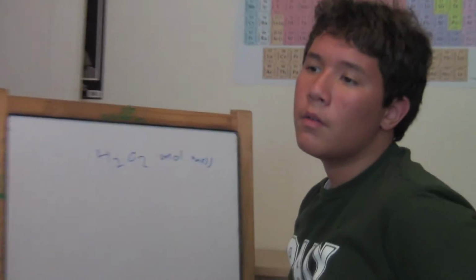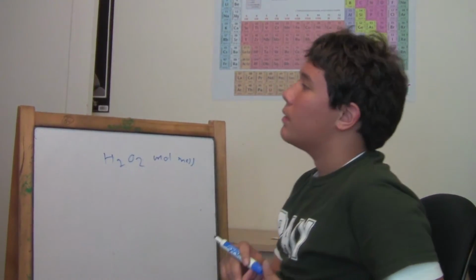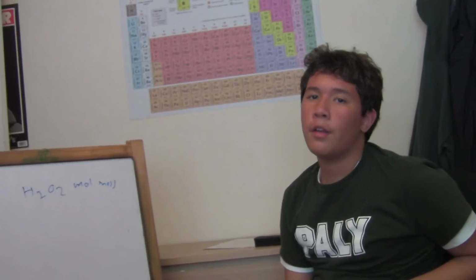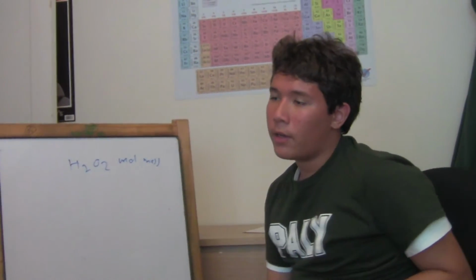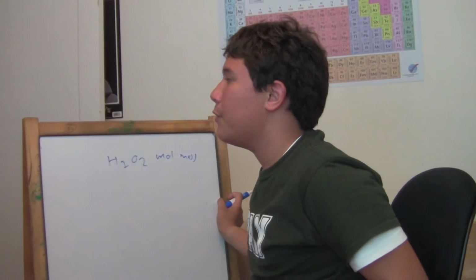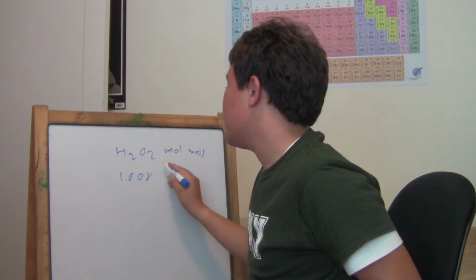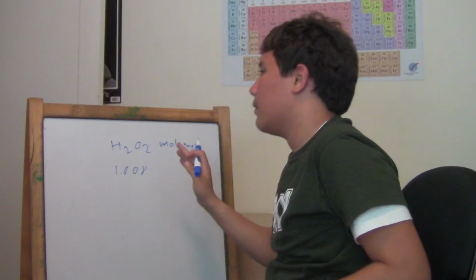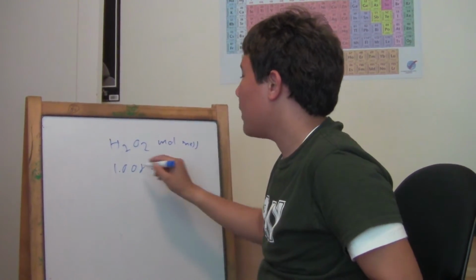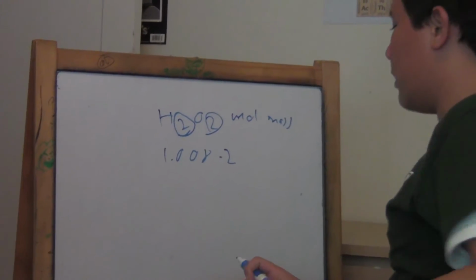And remember how earlier I mentioned that their atomic mass equates to 1 mole of them. Well, in calculating their molar mass, we use that here. So in calculating this, we take 1.008, which is the atomic mass of hydrogen, and multiply it by 2 because there are 2 of them. The subscript represents how many atoms are in the formula.